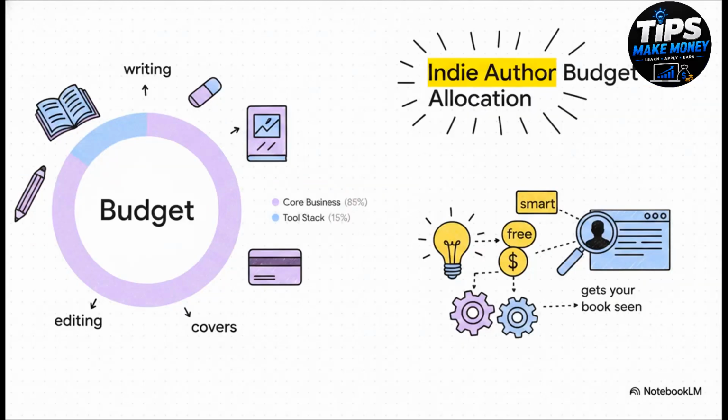You know, successful indie authors typically reinvest between 10 and 20% of their revenue right back into this exact tool stack. 85% of your effort and budget should absolutely always go into the core business, the writing, the editing, the professional covers. But dedicating that final 15% to a really smart, combined free and paid tool stack, that is what actually gets your book seen by the masses.